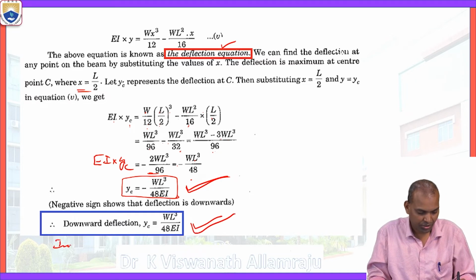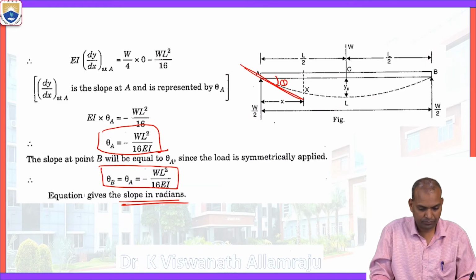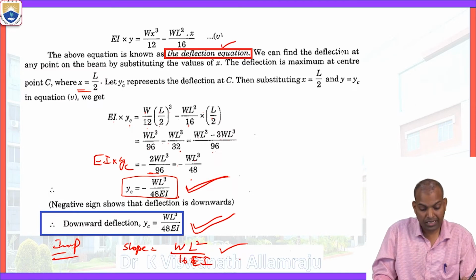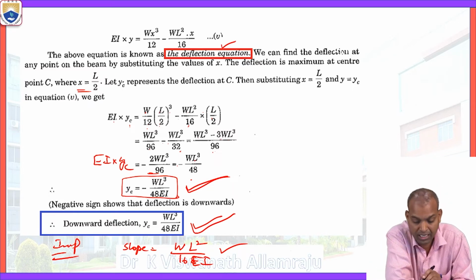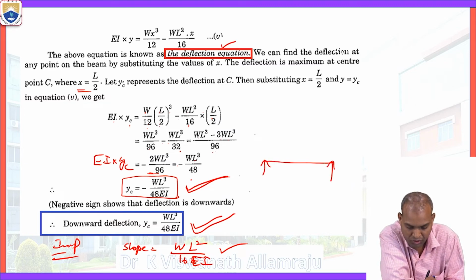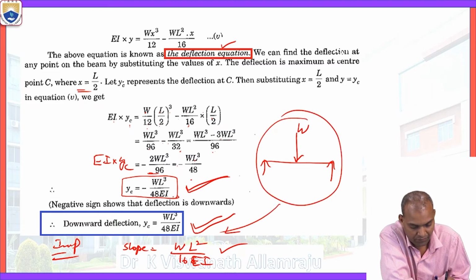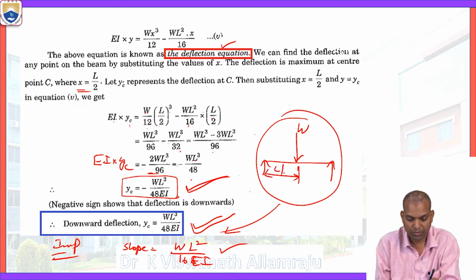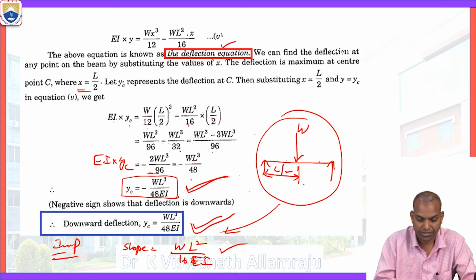This is an important equation. What is the slope? Slope equal to WL square by 16 EI. These are the derived formulas for the case of a simply supported beam subject to a point load, for this case only. Again, if the load is at a different position, not at the center at x equal to L by 2, if it is going away from that, then the equation will be changed.